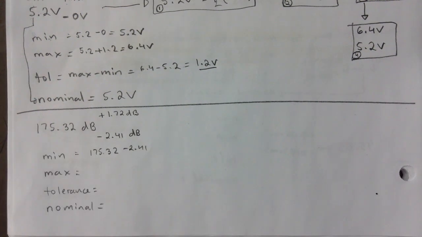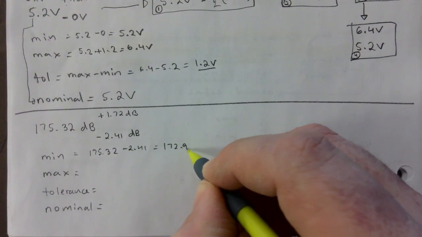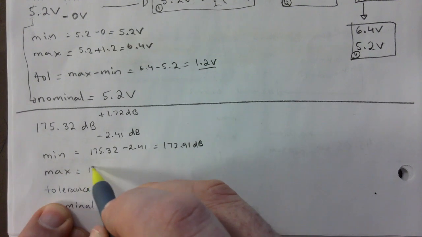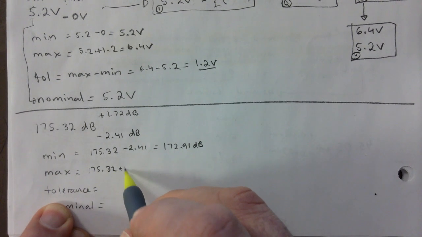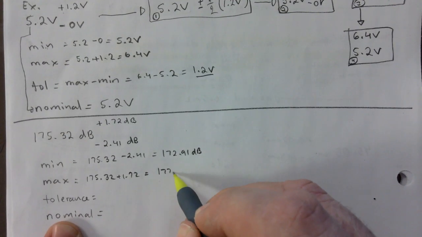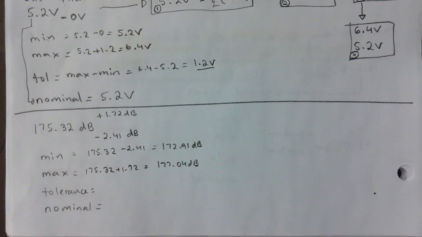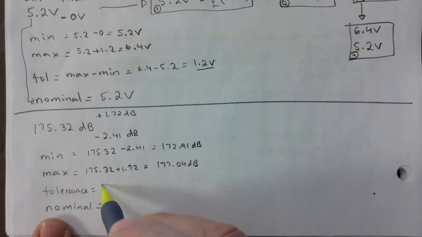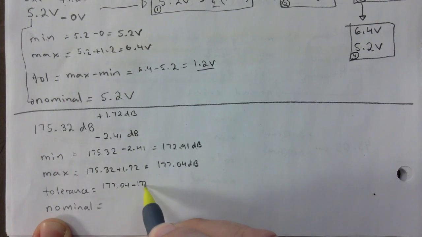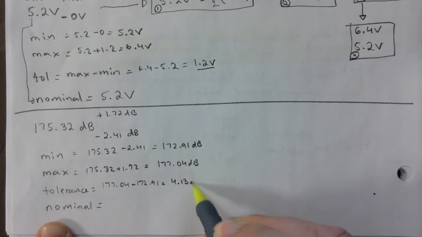Okay. That's how you get your min. And that's 172.91 decibels. Don't forget your units. Max 175.32 plus 1.72. If you get that, that's 177.04 decibels. Okay. Tolerance, we take our max, we subtract our min, and we get 4.13 decibels.